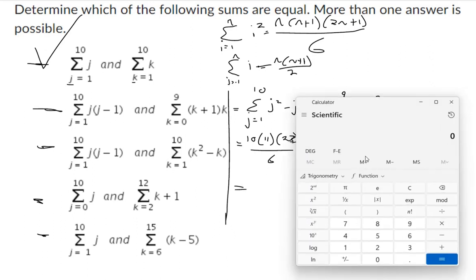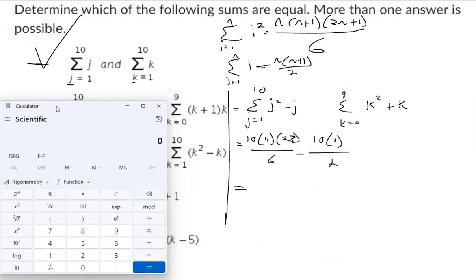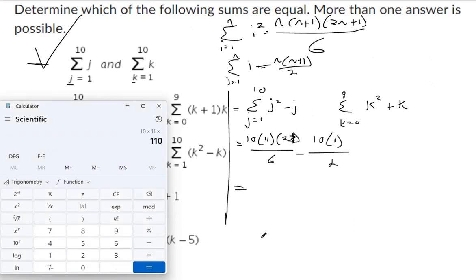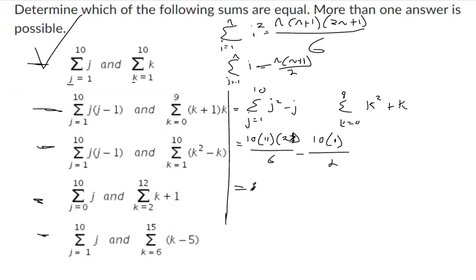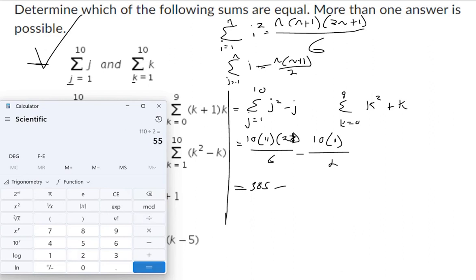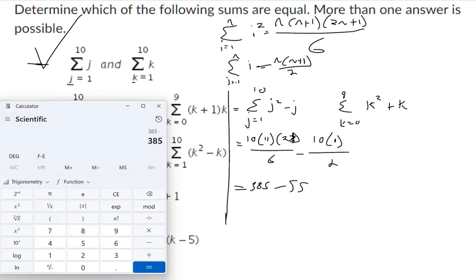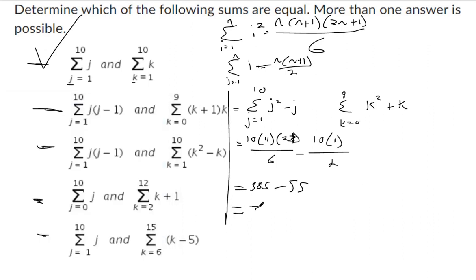So if we do that, it's 10 times 11 times 23 divided by 6. Oops, I got something wrong here. My mistake right here. When I plugged in 10, 2 times 10 is 20. 20 plus 1 is 21, not 23. So 10 times 11 times 21, because it should be divisible by 6. That's how I knew I got something wrong. So that's 385. And then 10 times 11, that's 110 divided by 2, so that's 55. So the first summation is going to be 330.